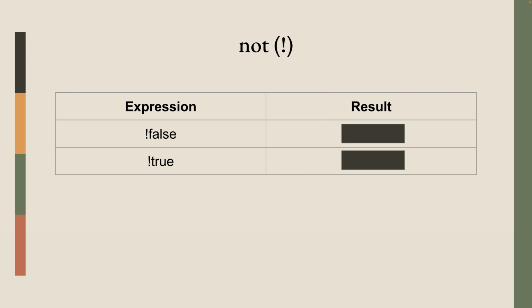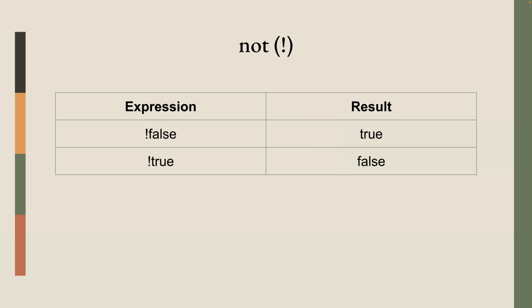Okay, the final new operator we're going to learn today, the not symbol. So this one, it takes the opposite of what the result is. So if we had not false, what do you think the result will be? And if we had not true? Okay. This one seems a little bit useless, right?